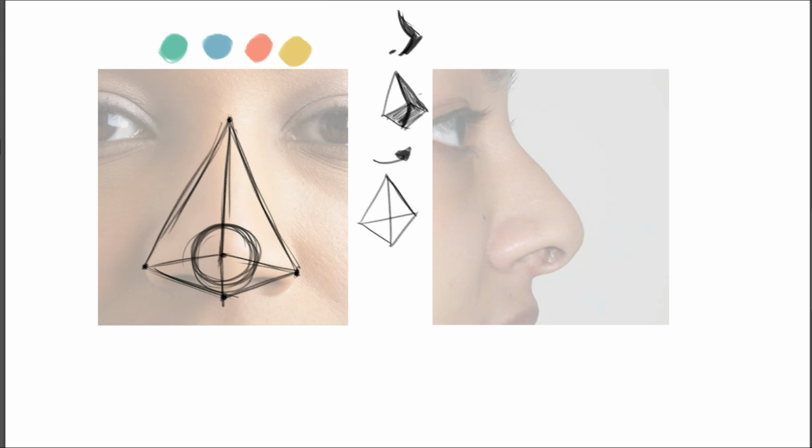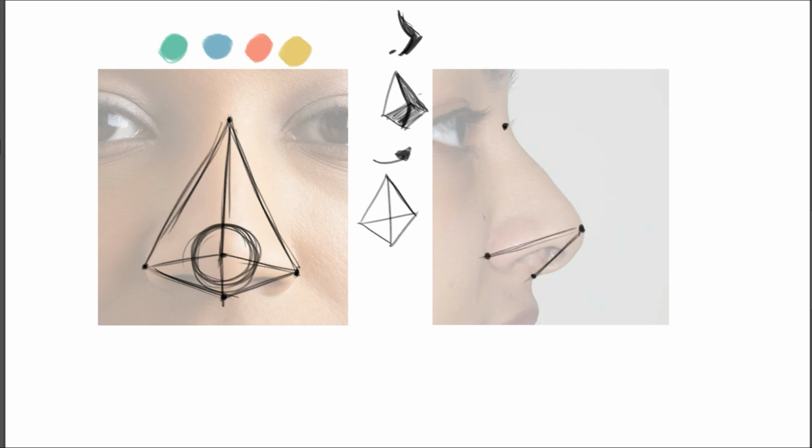Now let's go ahead and look at the side view. Let's do the same thing. Let's again break this down into simple shapes. So one here, one at the edge of the nostril, one at the edge of this ball, and one down here. And let's go ahead and make that pyramid shape.